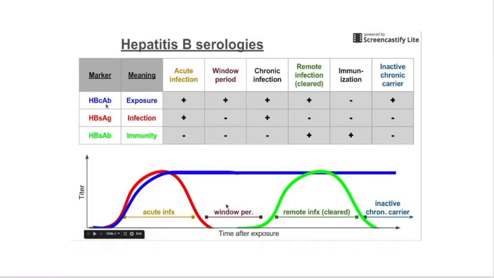Here you can see the marker is the hepatitis B core antibody. Here is the hepatitis B surface antigen. Here is the hepatitis B surface antibody. All right, so just remember AB equals antibody, and AG is antigen. Then you can see here acute, window, chronic, remote immunization, or an inactive chronic carrier.